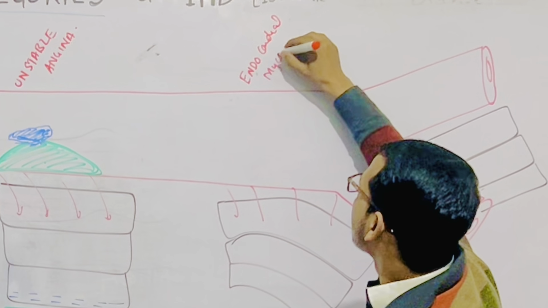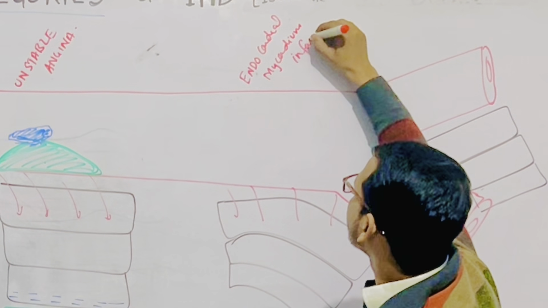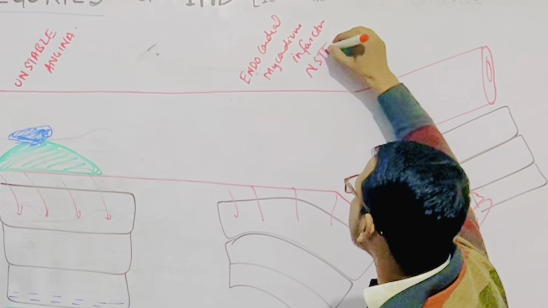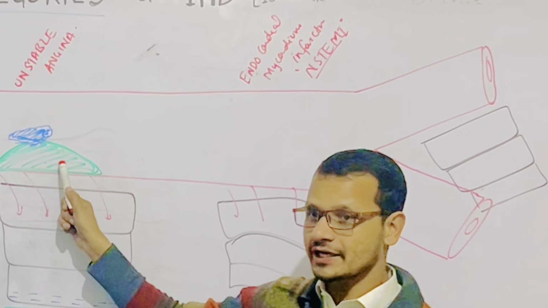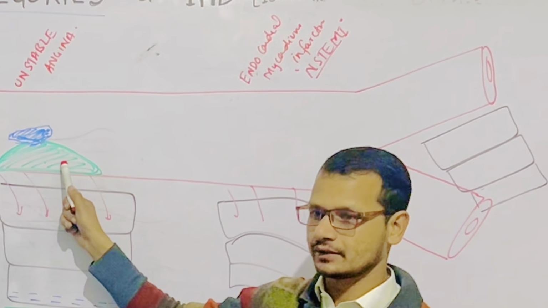Now, if we have endocardial myocardium infarction, it is also known as ischemic. Now remember this point: if unstable angina is prolonged for 10 or 15 minutes, it will cause endocardial myocardium infarction. From 10 to 30 minutes is normal, but 10 to 15 minutes is common. What is meant by endocardial myocardium infarction?